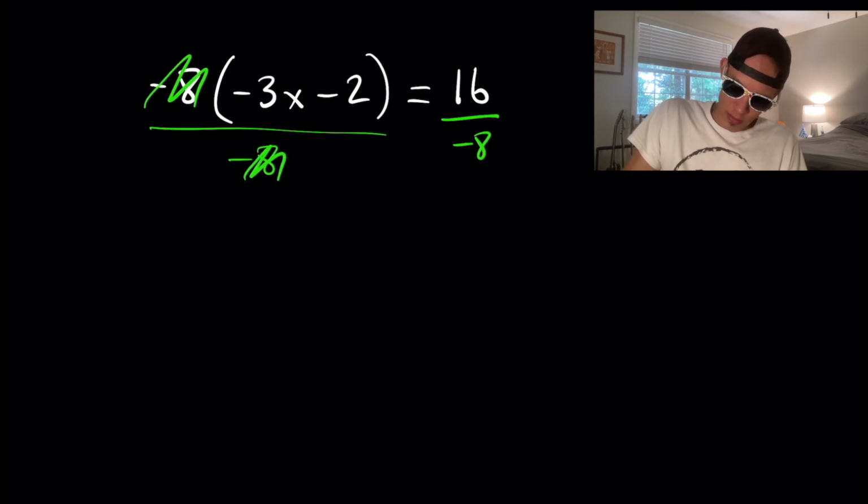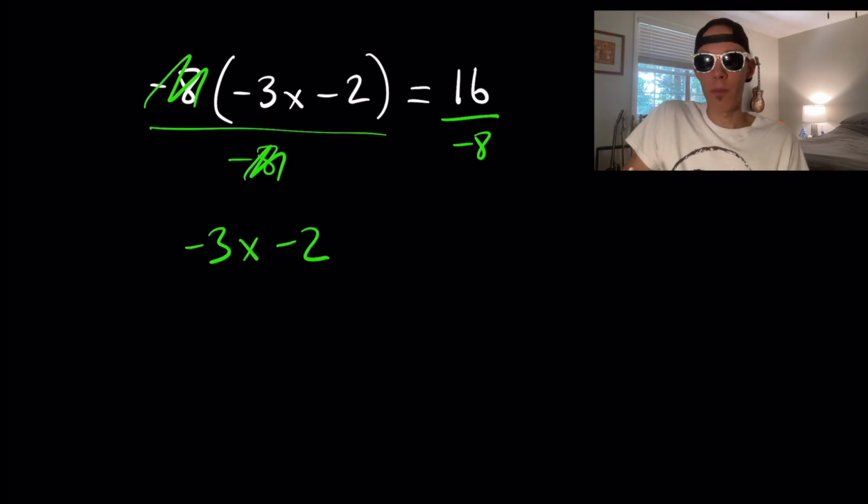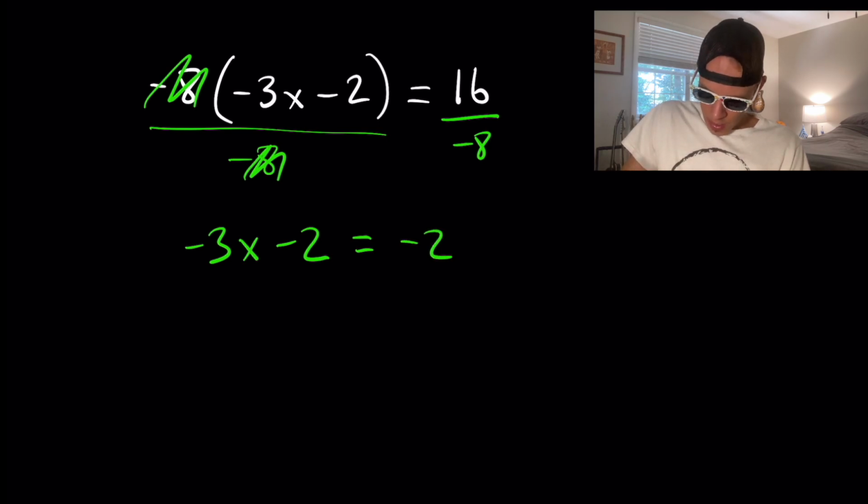So these will cancel, and I'll be left with negative 3x minus 2. Remember, the parentheses go away because there's nothing else outside of the parentheses on the left side of the equal sign. That is equal to 16 divided by negative 8, which is going to be negative 2. And then what's happening to the x now? Well, I'm multiplying it by negative 3 and then subtracting 2. So again, reverse PEMDAS. I'll undo that minus 2 first.